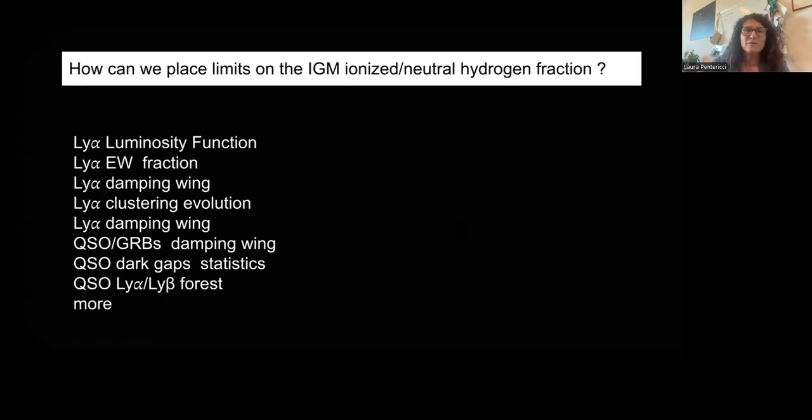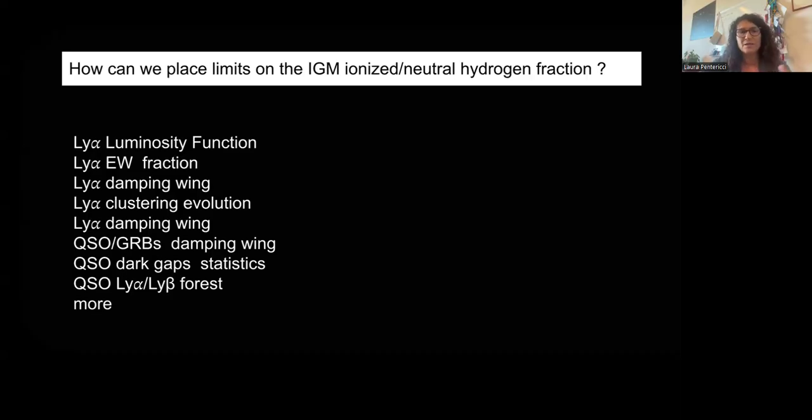There are many different ways in which you can place limits on the intergalactic medium ionized or neutral hydrogen fraction. And of course, I will not talk about the CMB. The CMB also provides some global constraint on the IGM history. I will talk more about what we can get from galaxies and quasars or GRBs.